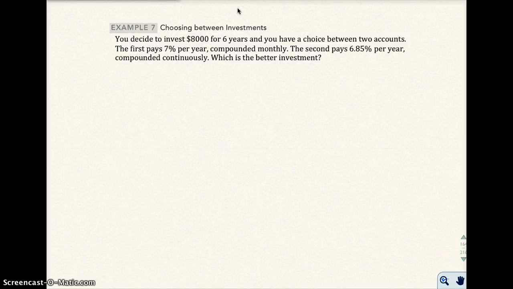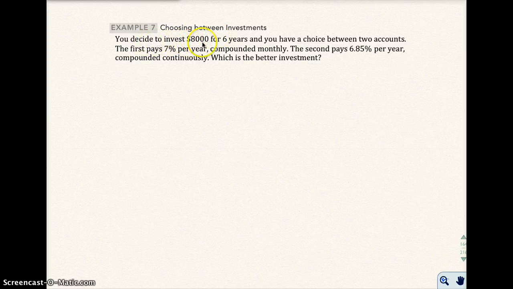Okay, so this is the last part for section 4.1, and we're going to start doing an example where we're talking about compound interest. This is an example where you can choose between two investments, and we'll talk about different interest rates and different compounding choices. So here I have to decide to invest.